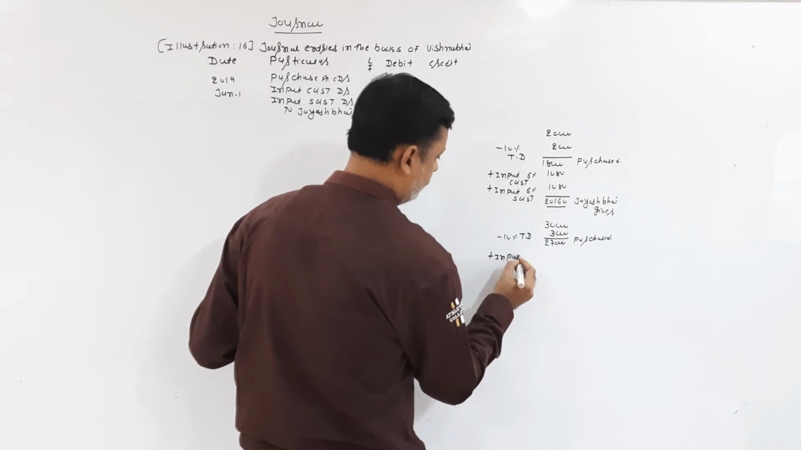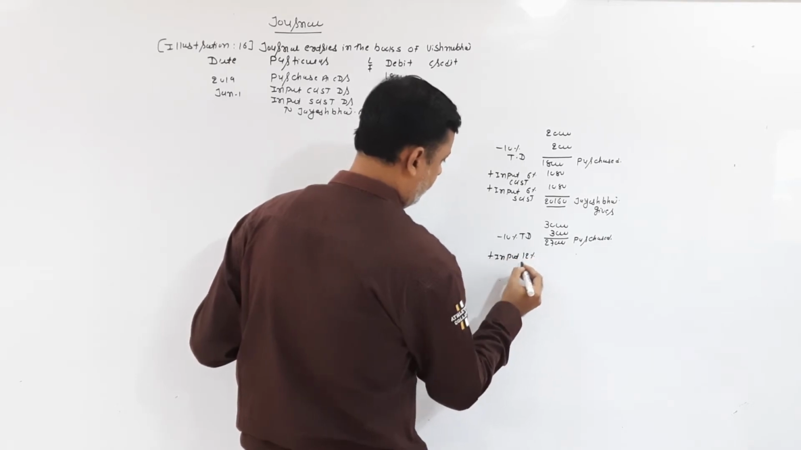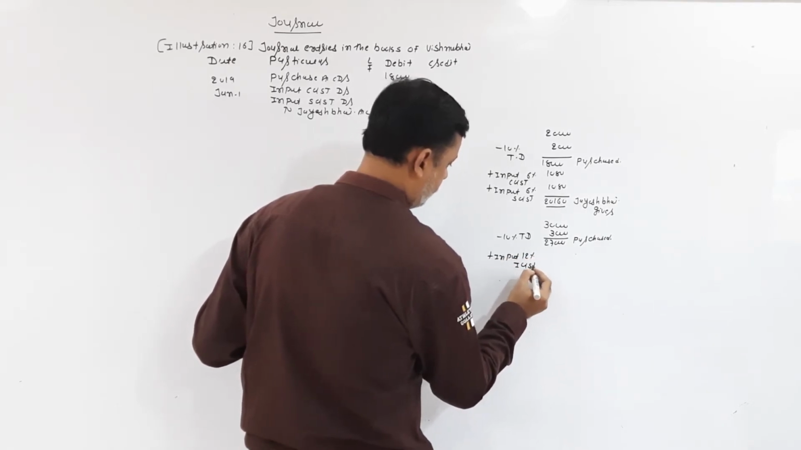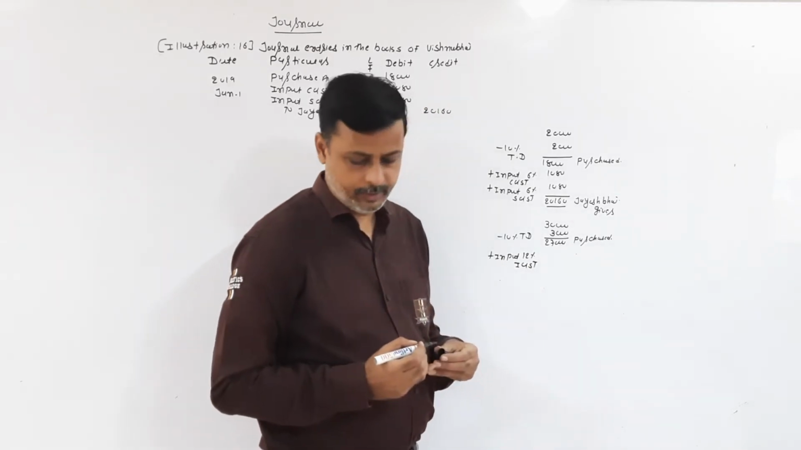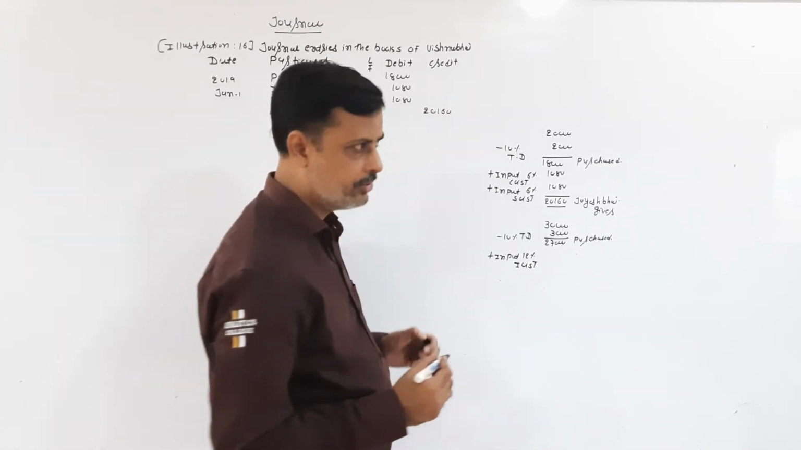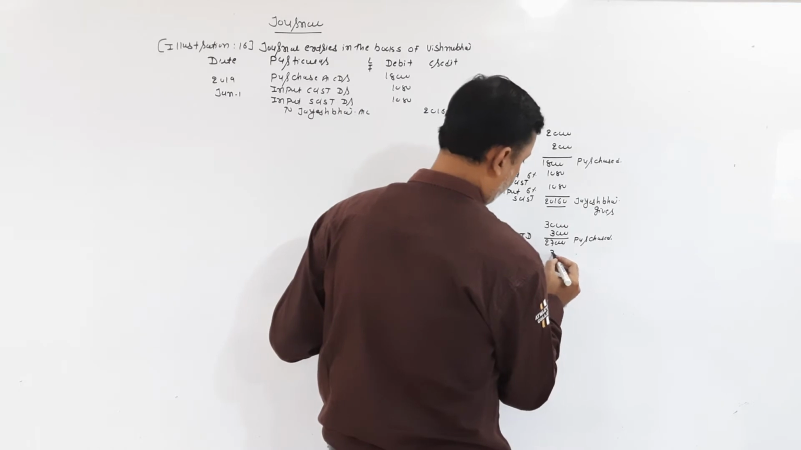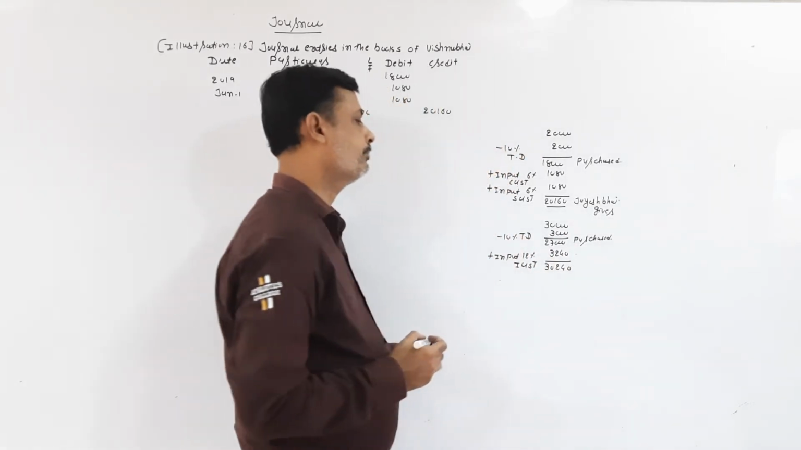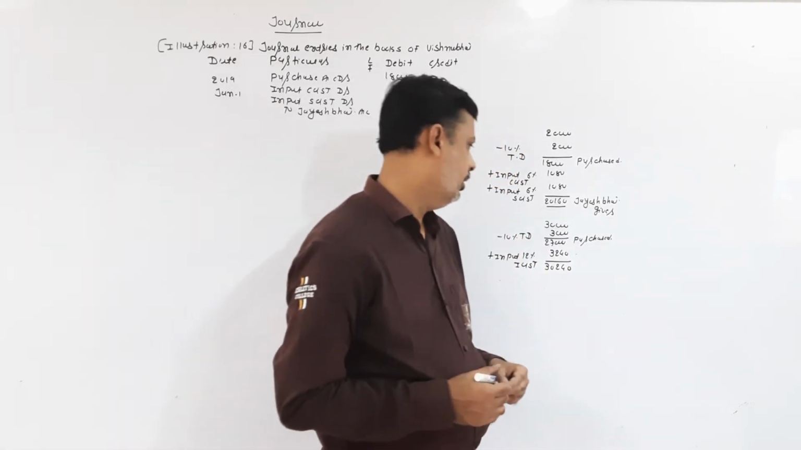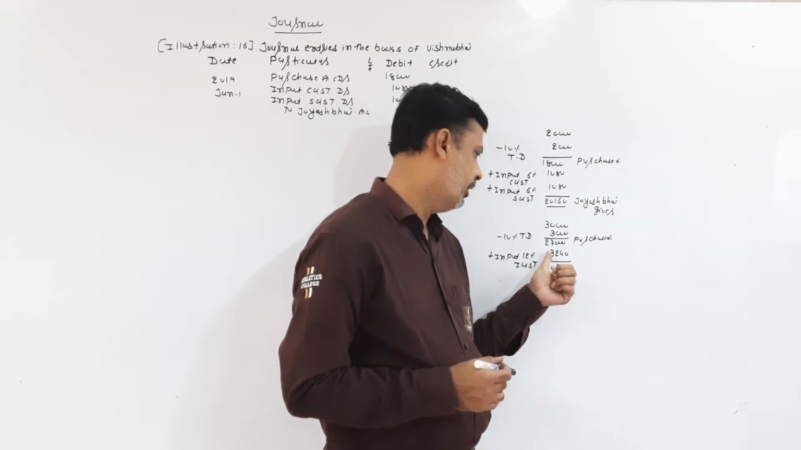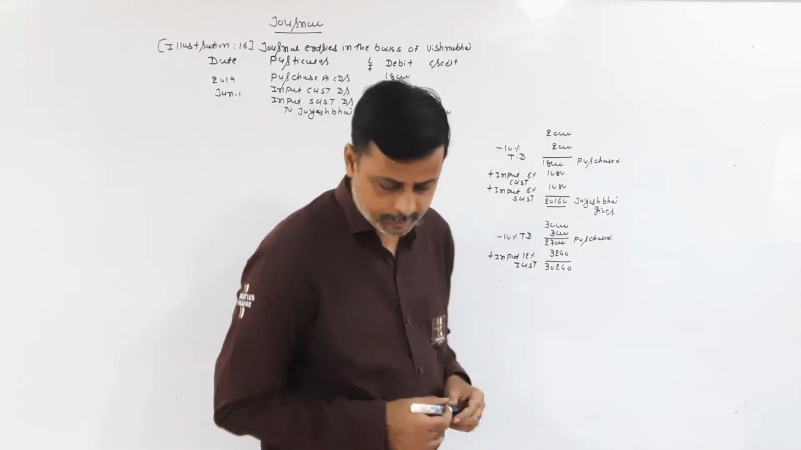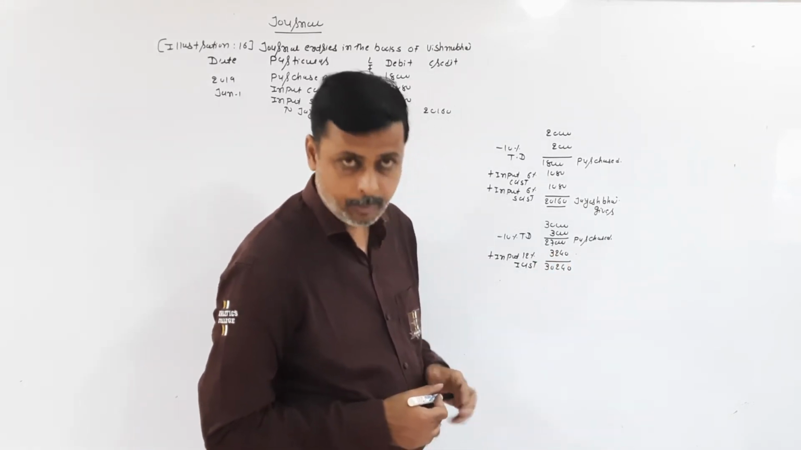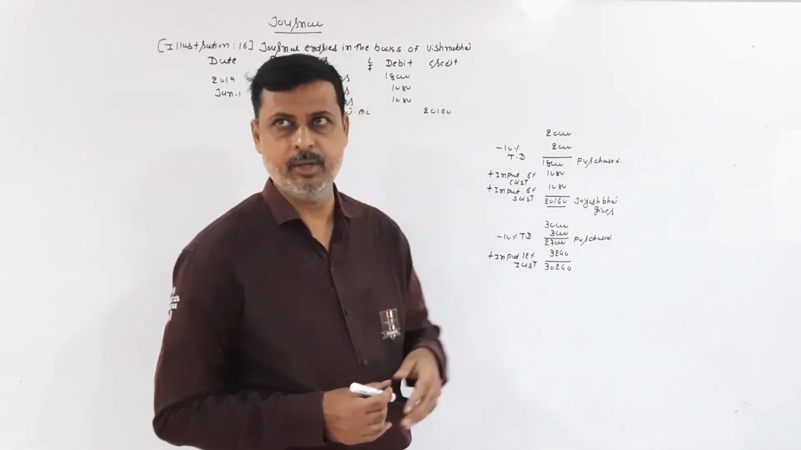Input IGST 12% on 27,000, that is 3,240. Total 30,240. So here we purchase goods, and these goods are purchased from Badreshbhai. So Badreshbhai becomes the giver.